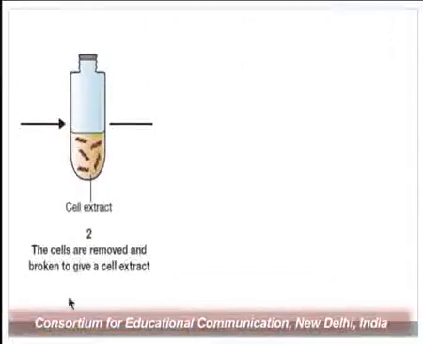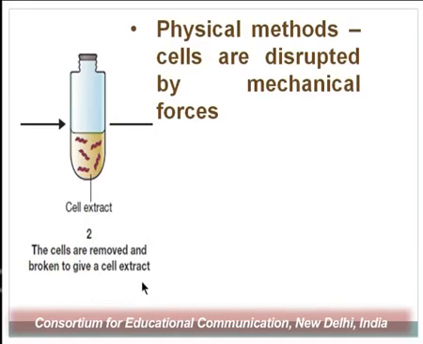Moving on, the second step requires that the cells are opened up and we get the cell extract. The sample contains bacteria, we have a number of cells now, and these cells need to be opened up. They need to be lysed, as it is called. They need to be disrupted so that the cell extract can be prepared. The cell extract can be prepared by physical methods or chemical methods.